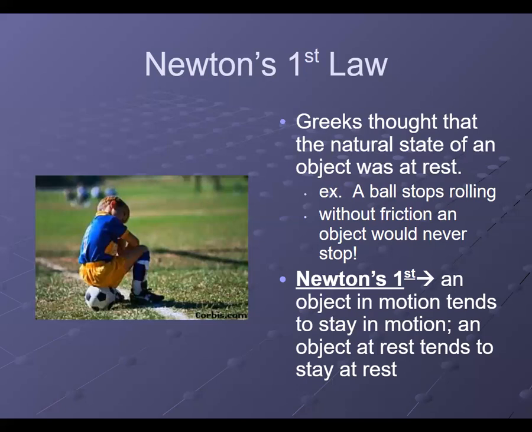Newton's first law of motion says an object in motion tends to stay in motion, and an object at rest tends to stay at rest. And the other key part about that is unless it's acted upon by an unbalanced force. Now, what's an unbalanced force? We'll get to that later. But what you need to understand is basically an object that's moving is going to stay moving. An object at rest is going to stay at rest.